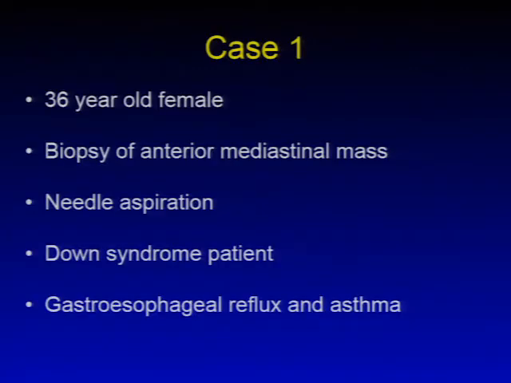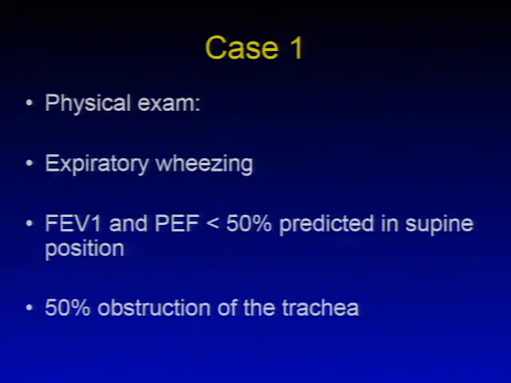The first is the anterior mediastinal mass. I'd like to begin with a very short and brief case presentation. This is a 36-year-old female coming in for a biopsy of an anterior mediastinal mass. This is going to be a needle aspiration biopsy. This is a patient with Down syndrome, and she does have gastroesophageal reflux disease and asthma, or reactive airway disease. On her physical examination, she does have some expiratory wheezing. She has an FEV1 and a peak expiratory flow less than 50% predicted in the supine position, and the CT scan indicates that she has a 50% obstructed trachea.